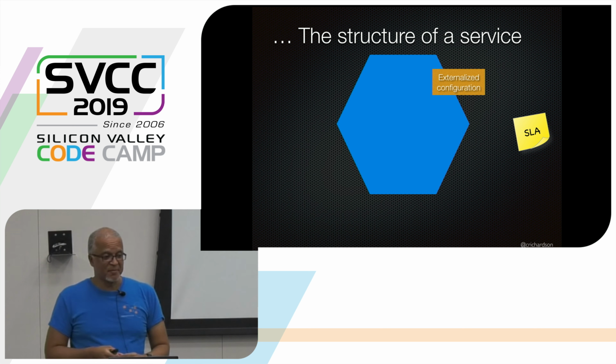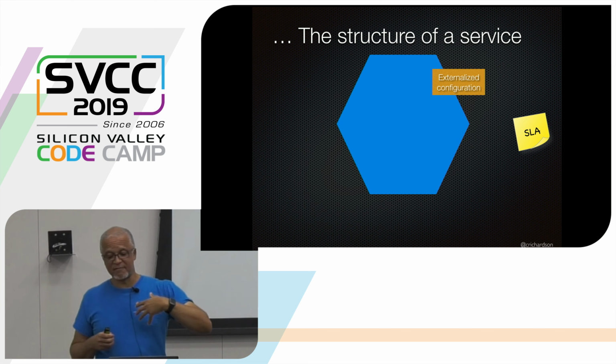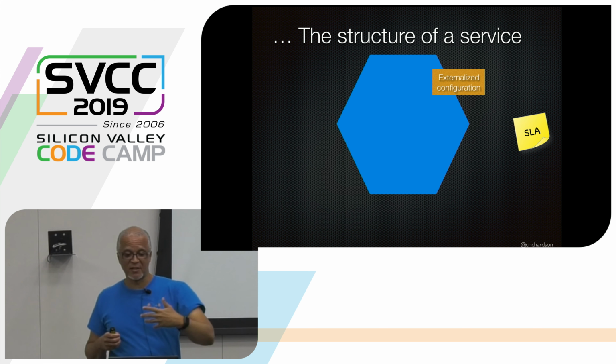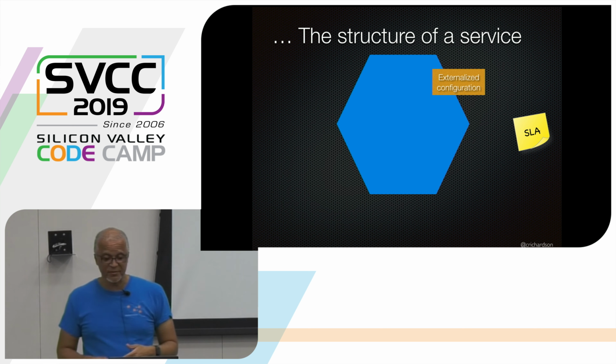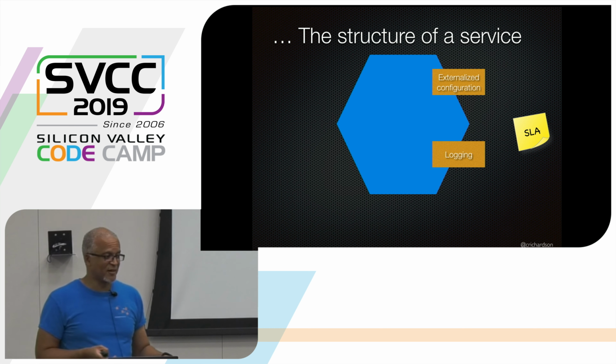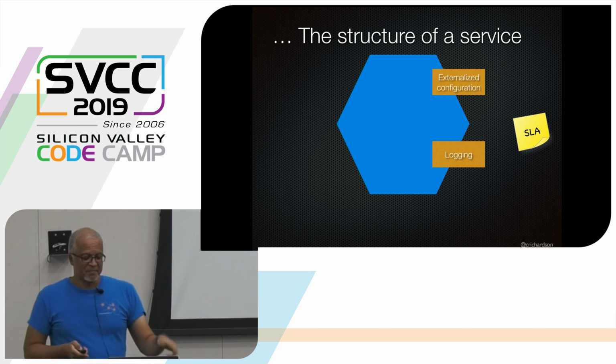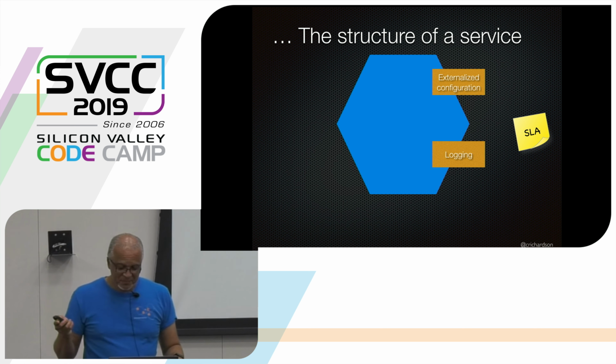That might just be as simple as reading environment variables, or maybe more complex. It might reach out to a configuration server and pull in those values. The service also has to log, right? That's pretty straightforward. In Java, multiple logging frameworks, not a problem.